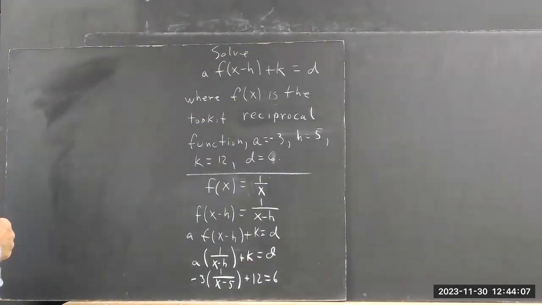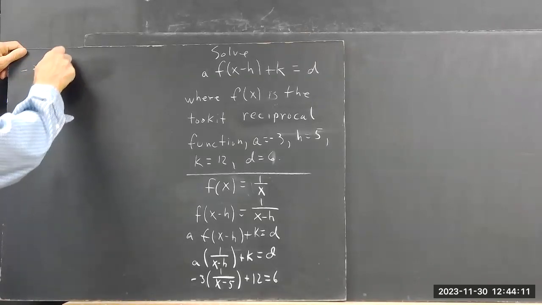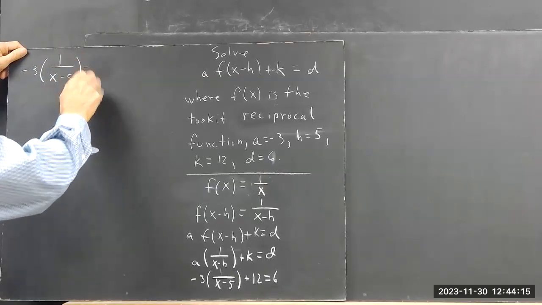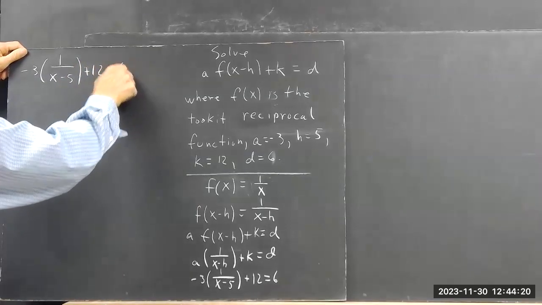You see the board, okay? So let's write the equation again. We get -3 times 1 over x minus 5 plus 12 equals 6.